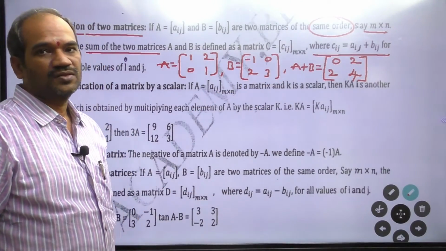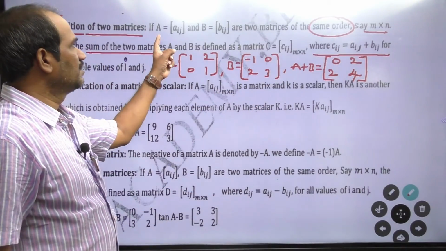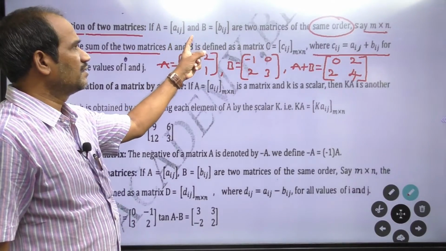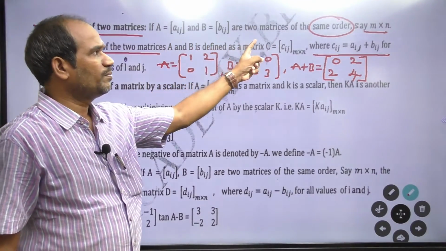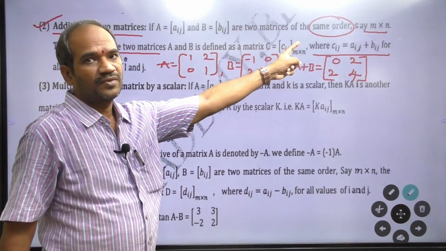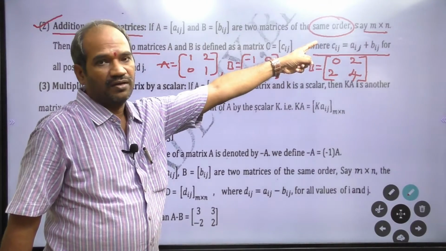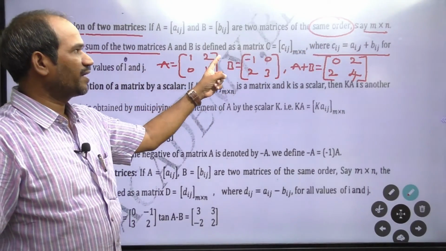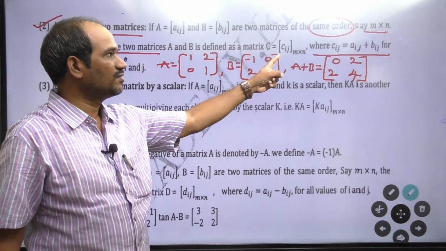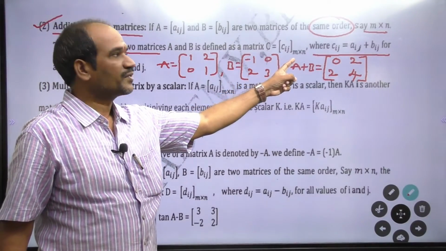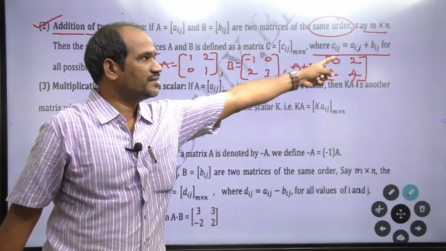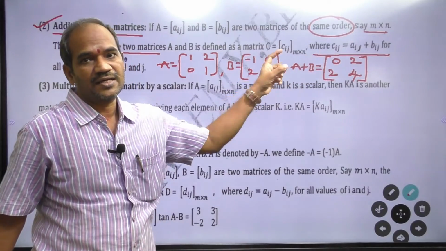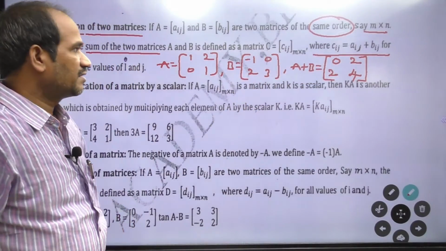So, sum of two matrices definition here. If A is equal to Aij and B is equal to Bij are two matrices of the same order, say m by n, then the sum of two matrices A and B is defined as a matrix C is equal to Cij m by n, where Cij is equal to Aij plus Bij. Adding corresponding elements.